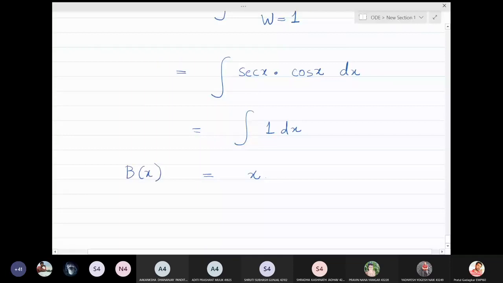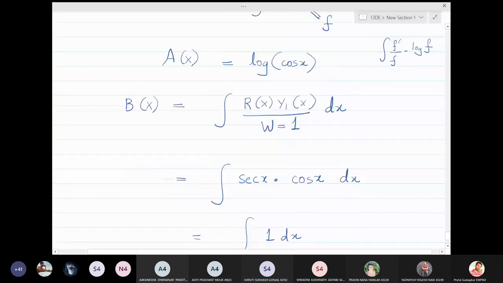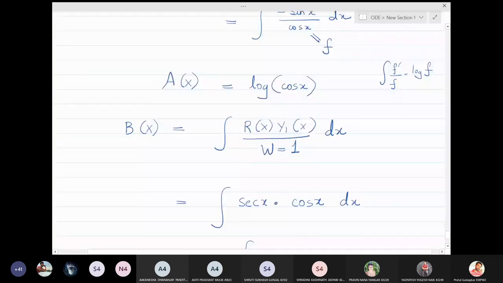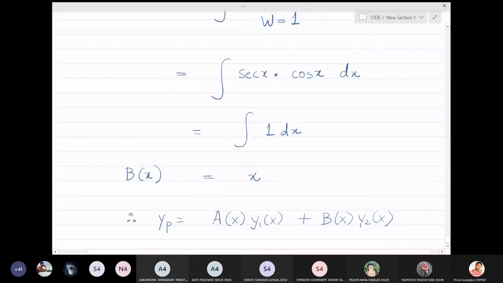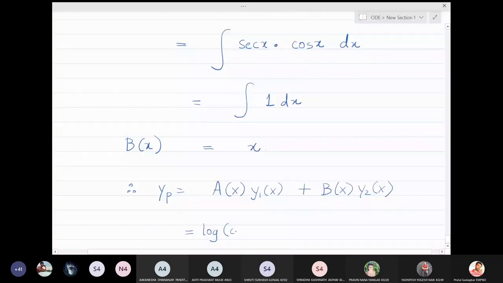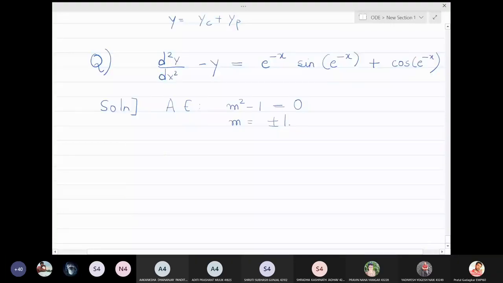So yp is ax into y1x plus bx into y2x, which is log cos x into cos x plus x sin x. This becomes your yp. Therefore, you can write y is equal to yc plus yp.